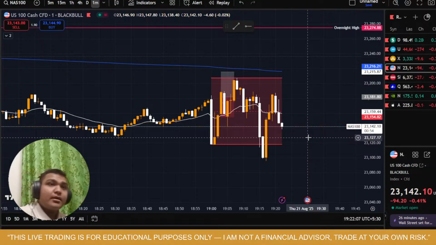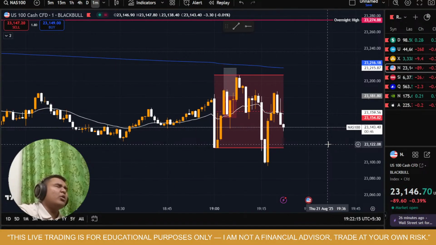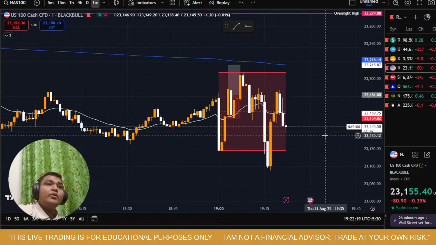This is the trade. I don't like this market right now. No clean movement. The market is going nowhere quickly. So what you can do is just fold your hands and sit.